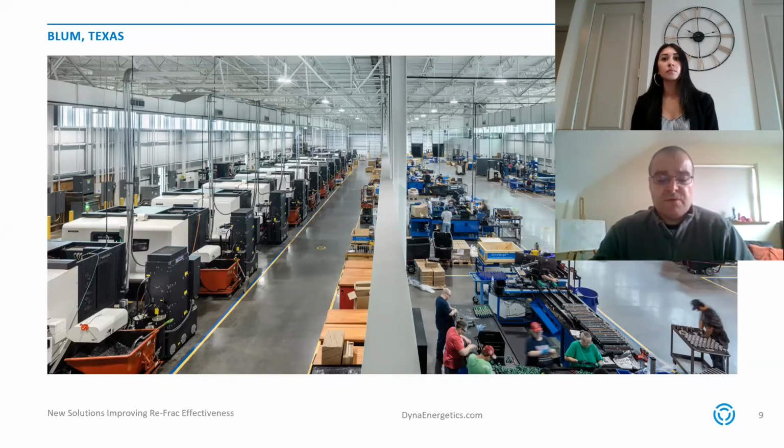So serving the complete DynaStage product line, the Plum Center utilizes a combination of in-house machining and outsourced manufacturing to produce gun carriers and components such as tandem subadapters. In addition, 100% of all the initiation products and ballistics are manufactured in-house, and this includes detonators, shaped charges, detonating cord. And what that means, it gives DynaEnergetics complete control over all these critical parts in our perforating systems.